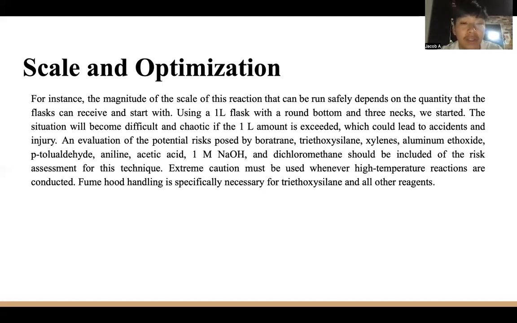An evaluation of the potential risk posed by borotrain, trithoxysilane, silenes, aluminum ethoxide, p-tolualdehyde, aniline, acetic acid, 1 mole NaOH and dichloromethane should be included in the risk assessment for this technique. Extreme caution must be used whenever high temperature reactions are conducted. Fume hood handling is specifically necessary for triethoxysilane and all other reagents.